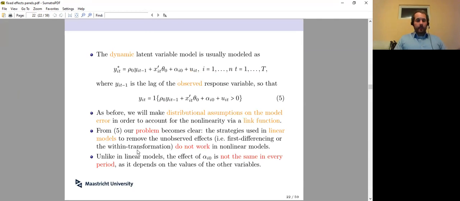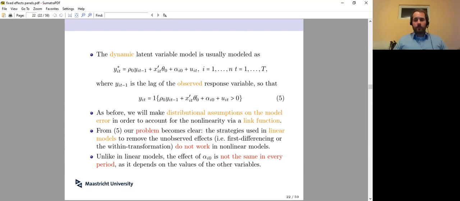Now, if you have a dynamic model, then it usually looks like this, where this is important: YIT star is on the left-hand side. However, we normally assume that the dynamics are actually on the observed Y. So you see that there's no YIT star on the right-hand side. Again, we only observe this indicator function; we only observe YIT, which is either 0 or 1, and the dynamics are on the observed Y.